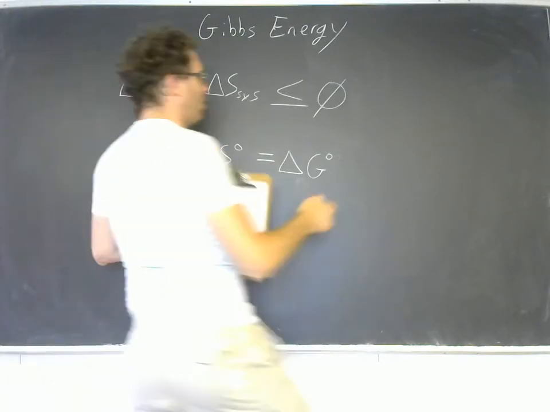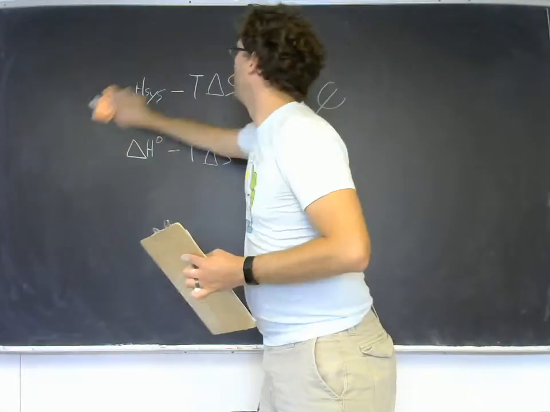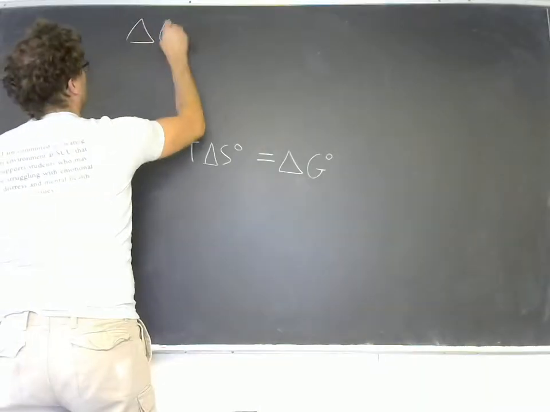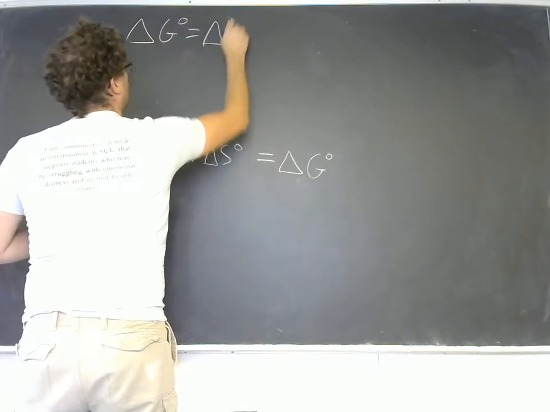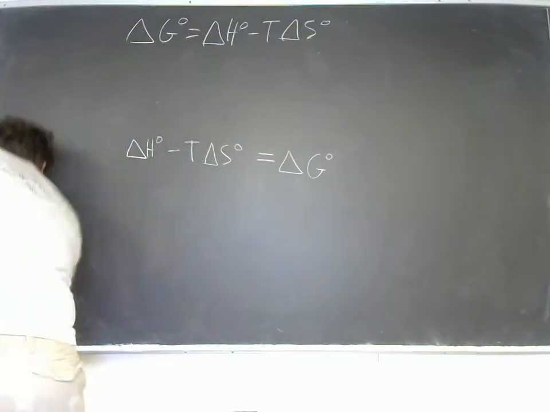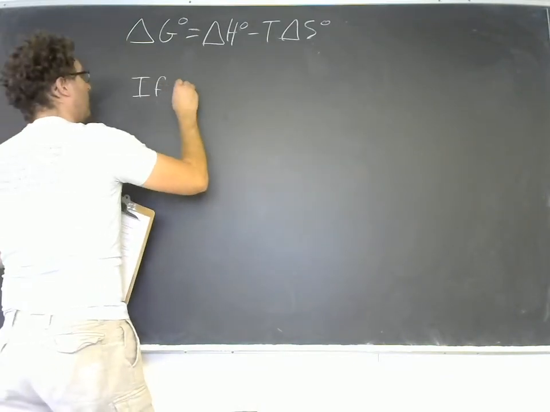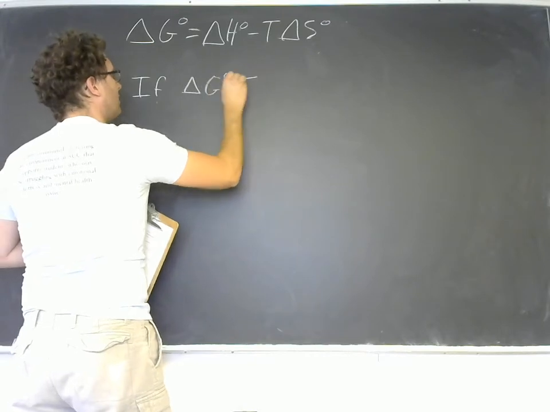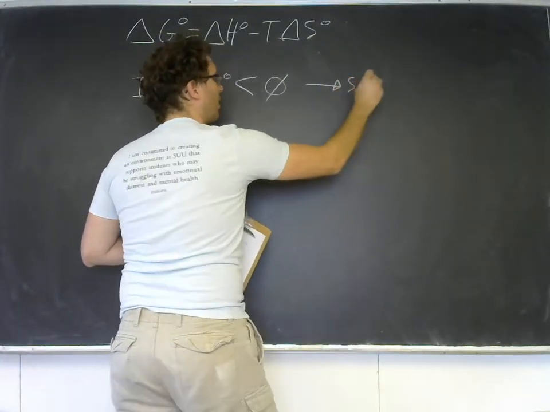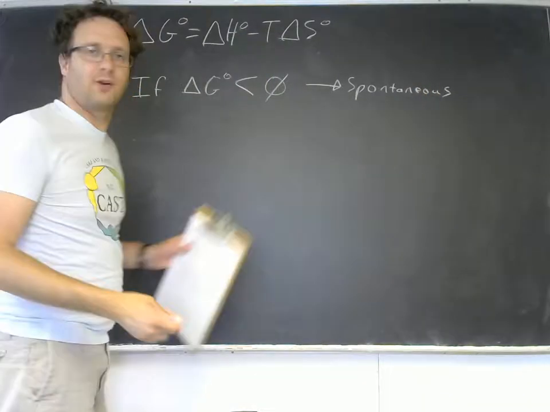And so based on the origins of this equation, we know that, actually let me just rewrite it out here. Delta G naught is equal to delta H naught minus T delta S naught. That's the way it's usually written. Okay. And if delta G naught is less than 0, then that means our process is spontaneous. Those are processes which occur in nature.